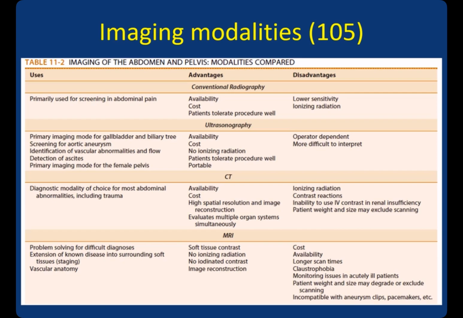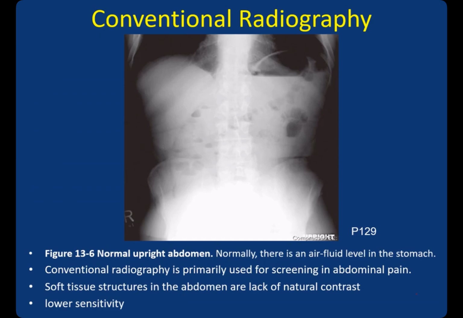And MRI is usually used as problem solving for difficult diagnosis. It's good at soft tissue contrast. However, it needs longer scan times, and patient weight and size may degrade or exclude scanning. Here is an image of a normal upright abdomen. Normally, there is an air fluid level in the stomach. However, soft tissue structures in the abdomen lack natural contrast, so we cannot exactly depict the liver, spleen, or pancreas. And conventional radiography is a lower sensitivity method in diagnosis of the diseases of the upper abdomen.